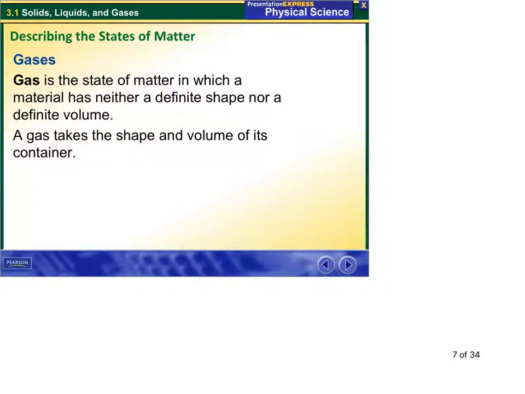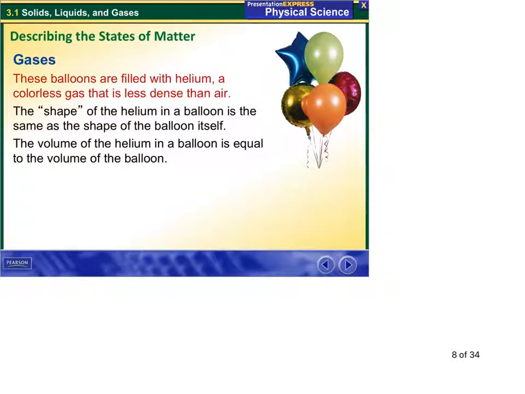Gases. Gas has neither a definite shape nor a definite volume. Gas will take the shape and volume of its container. Balloons illustrated here, filled with helium, a colorless gas, less dense than air. The shape of the helium is the shape of the balloon itself. The volume of helium is the volume of the balloon. So always the shape and volume of its container for a gas.